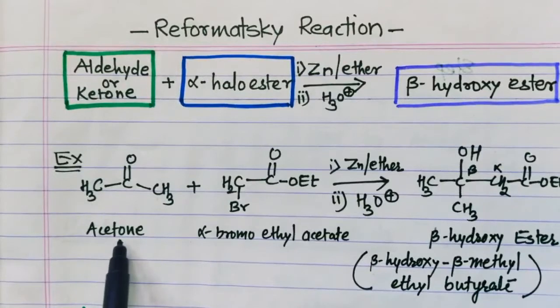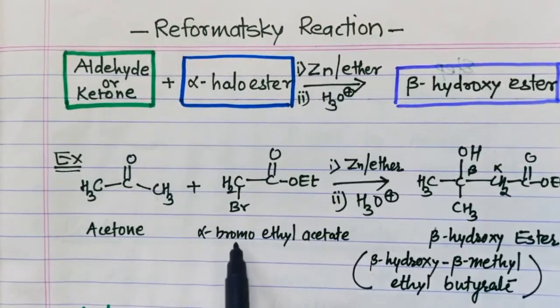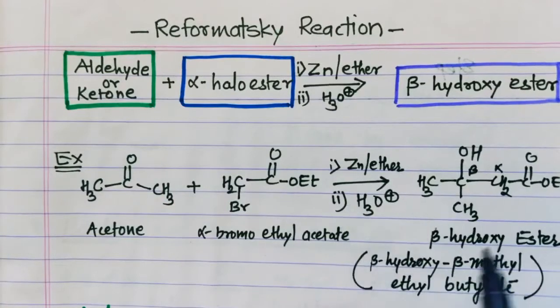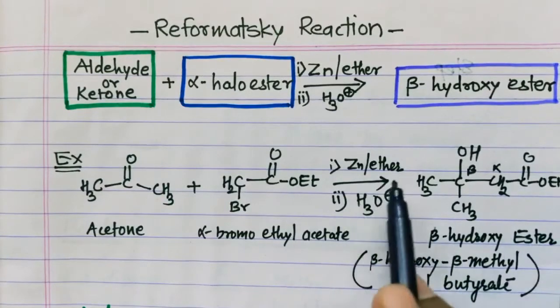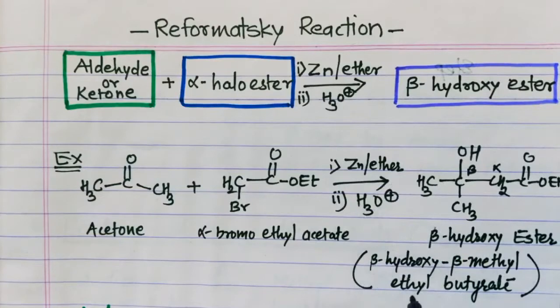Suppose we have acetone which is reacted with the alpha bromoethyl acetate, which gives you beta hydroxy ester in presence of zinc ether followed by hydrolysis. So this is the example of Reformatsky reaction. Let's see how this reaction is occurring, its mechanism.